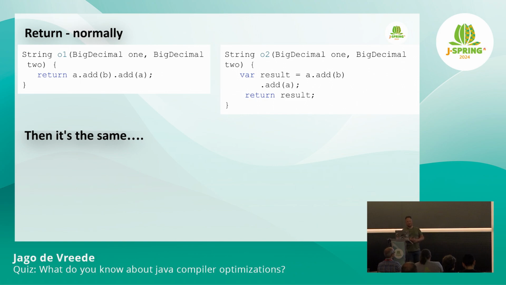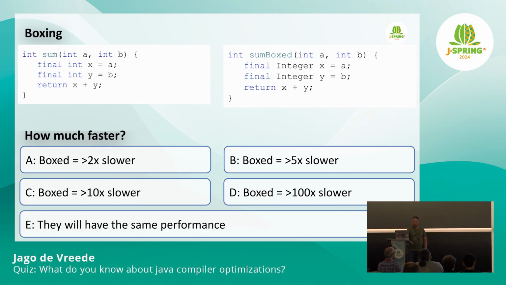So with a big decimal, it will see, hey, that result variable isn't used anywhere, so that can be discarded and then it can return. But not with the string builder. And only with string builder, not string buffer. So that was a trick question. So let's do some simple boxing then.